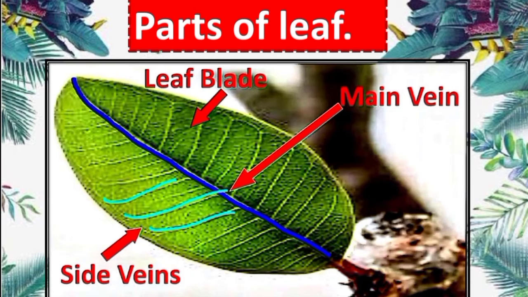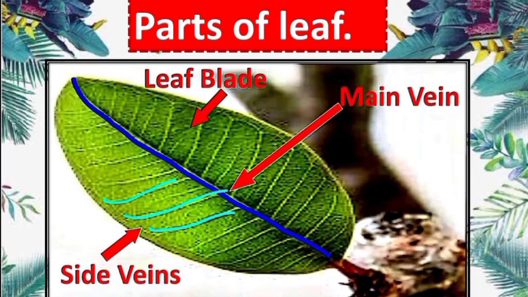So children, now we will study the parts of a leaf. If we look at a leaf very closely, we will see that it has different parts. What are they called? These are the names of the parts. A leaf has a flat part called the leaf blade. Some leaves have a very broad leaf blade, whereas some have narrow ones.